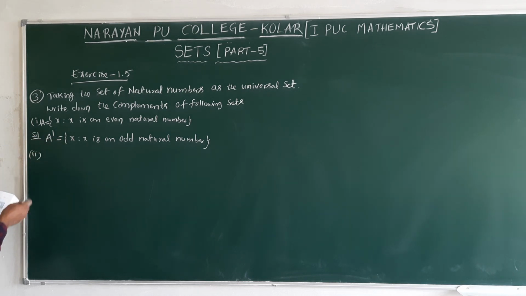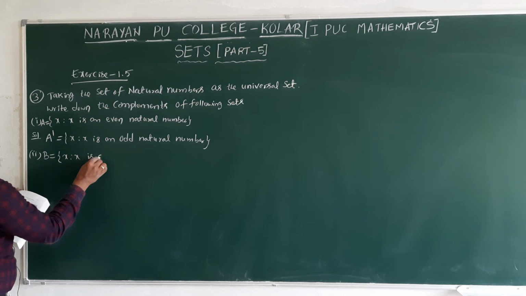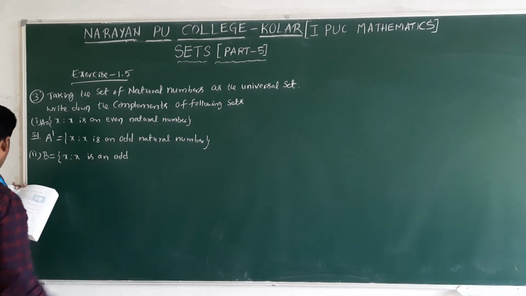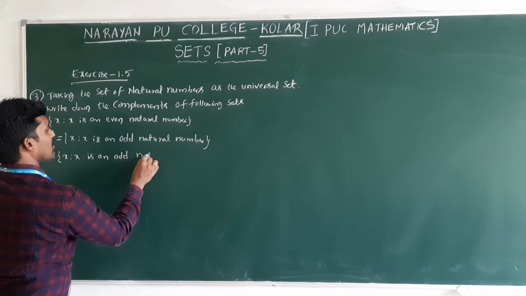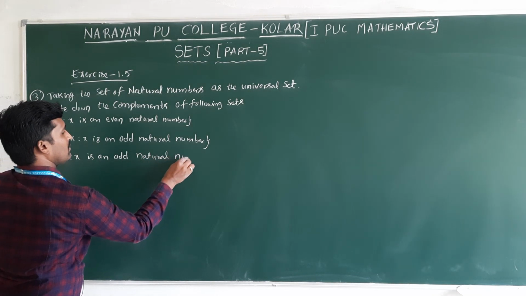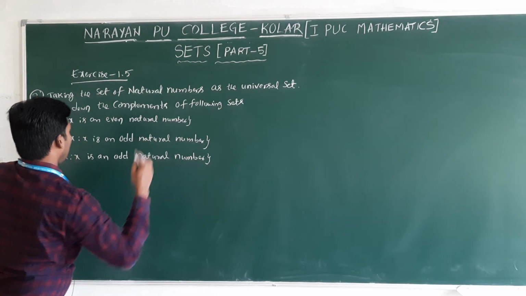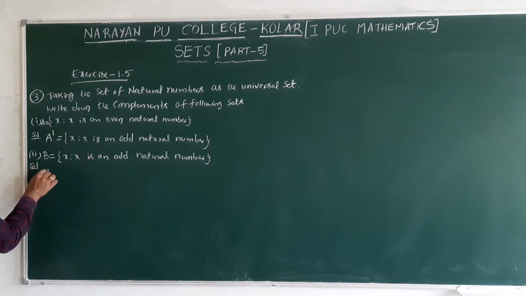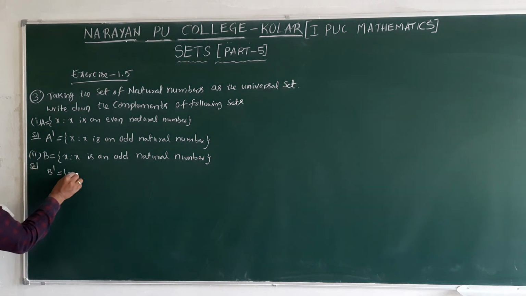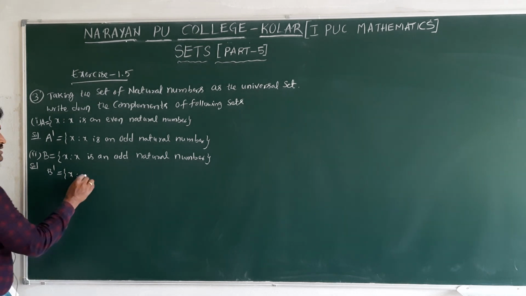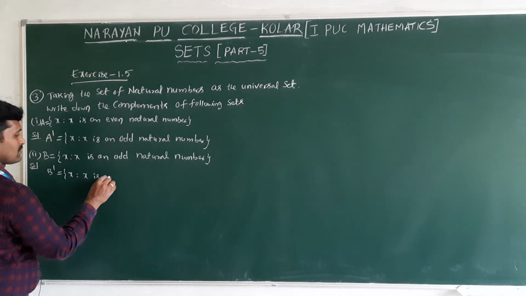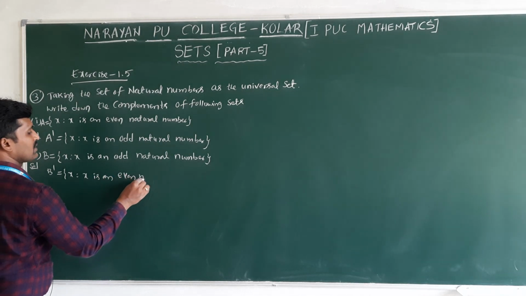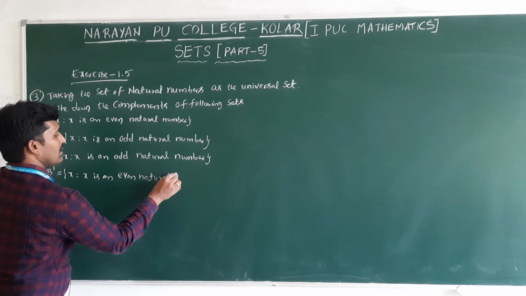Second one, I will take this as B. X such that X is an odd natural number. Now for this you want to find out the complement, B dash. The complement of odd natural numbers is what? Even natural numbers. So X is an even natural number.